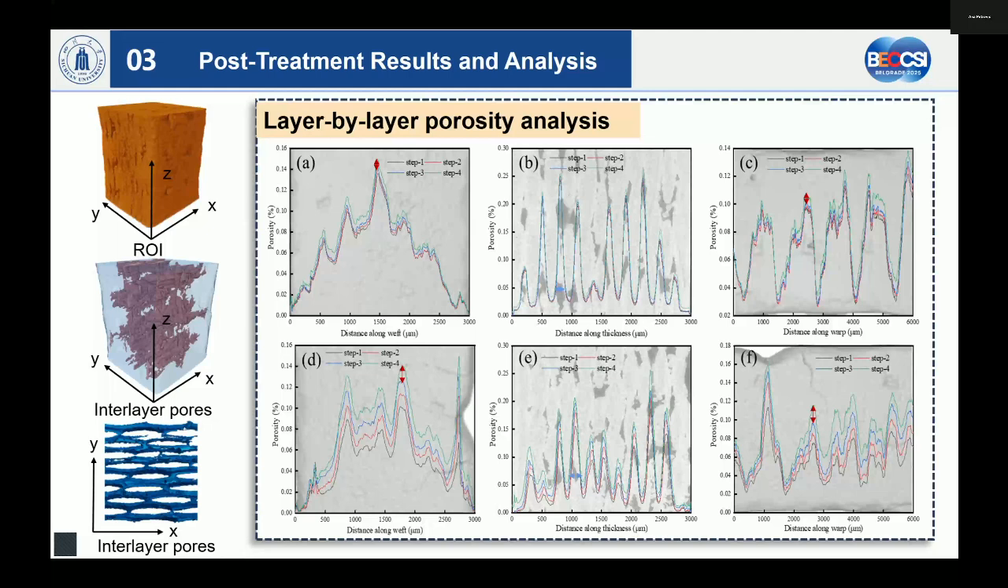Therefore, we found that the peak width of the curve, whether at room temperature or high temperature, basically did not change. Only the peak value changed.